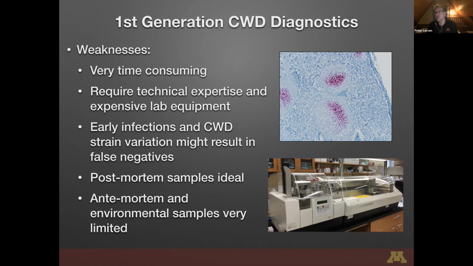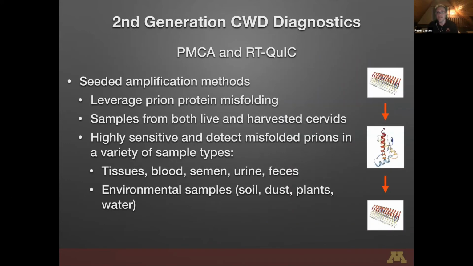Another weakness is that these are best used right now for tissues from harvested animals. Antemortem testing is really limited to just rectal biopsies, where they can do ELISA and IHC. So right now, postmortem tests are the best.